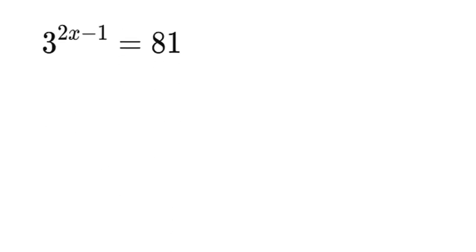Okay, let us see some practice questions here. The first one, 3 to the power of 2x minus 1 is equal to 81.